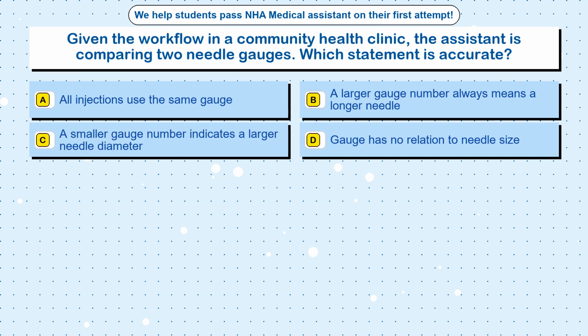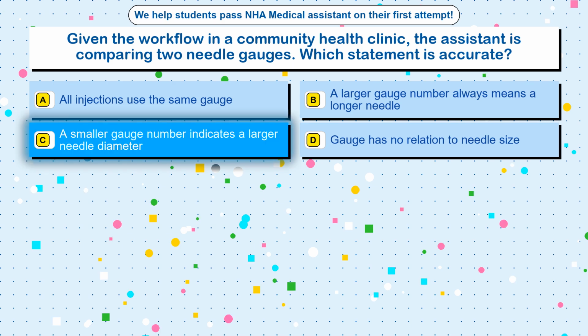Question 66. Given the workflow in a community health clinic, the assistant is comparing two needle gauges. Which statement is accurate? Option A, all injections use the same gauge. Option B, a larger gauge number always means a longer needle. Option C, a smaller gauge number indicates a larger needle diameter. Option D, gauge has no relation to needle size. The correct answer is option C, a smaller gauge number indicates a larger needle diameter.